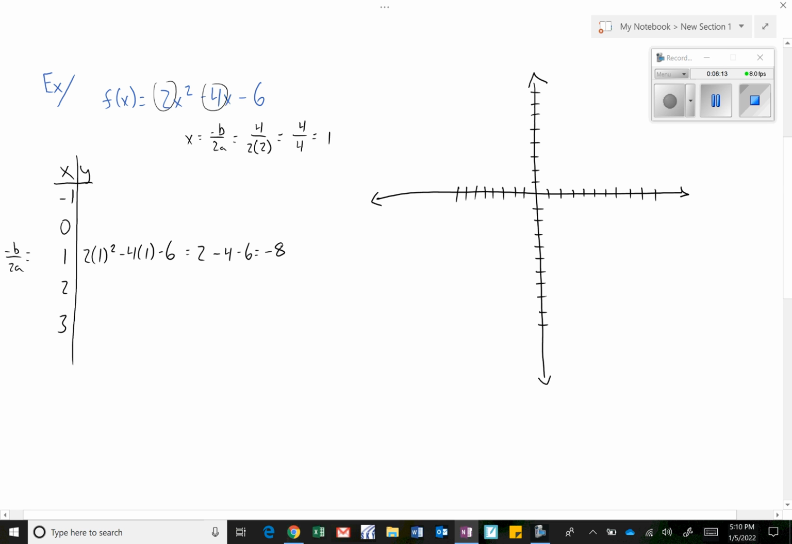And so I can actually graph that point over here, 1 comma -8. So maybe I do that in another color. 1, 2, 3, 4, 5, 6, 7, 8. 1, -8, about right there.